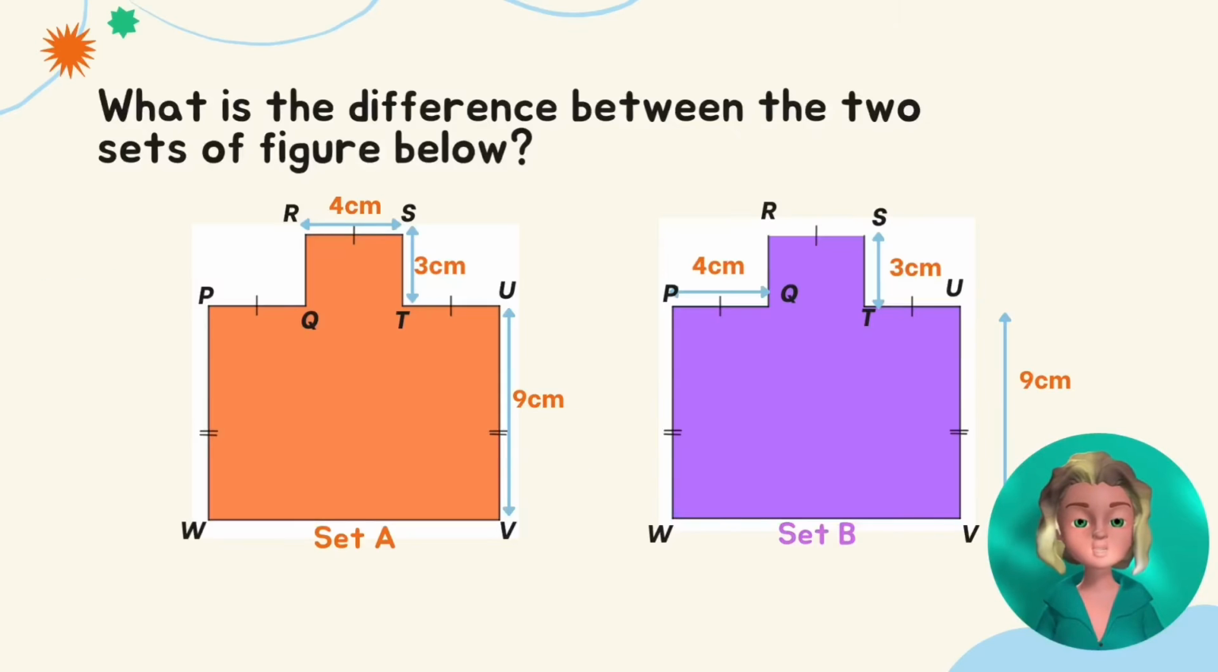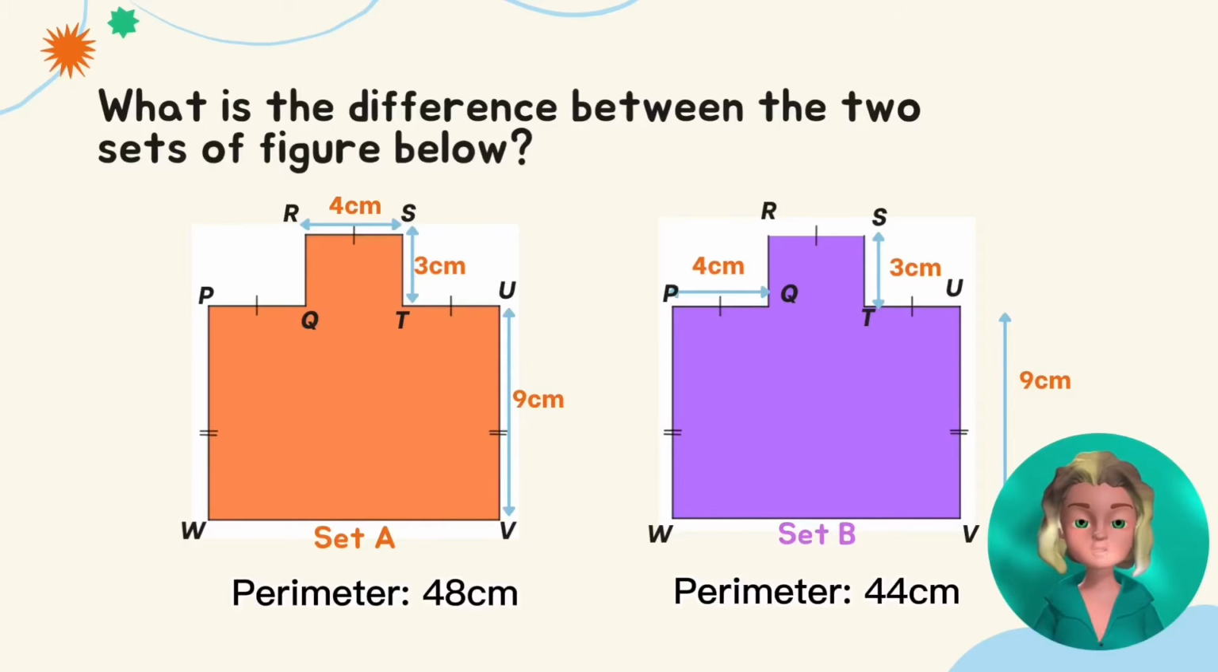What is the difference between the two sets of figures below? Yes, they have different perimeters. Why do you think so? This is because in set B, it has one length that is not enclosed, which is the length of RS. Therefore, the perimeters of the figures are different.